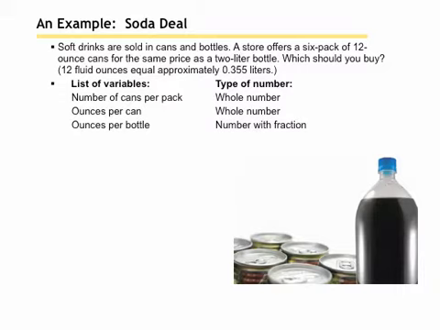For example, let's say that soft drinks are sold in cans and bottles. A store offers a 6-pack of 12-ounce cans for the same price as a 2-liter bottle. Which one should you buy? Now, 12 ounces are equal to approximately 0.355 liters. So the variables we're going to need to be able to figure this out are the number of cans per pack, that's going to be a whole number. The number of ounces per can, that's also going to be a whole number. And the number of liters per bottle, that's going to be a fraction, a number with a decimal part, because liters are different from ounces, and 12 ounces equals approximately 0.355 liters.